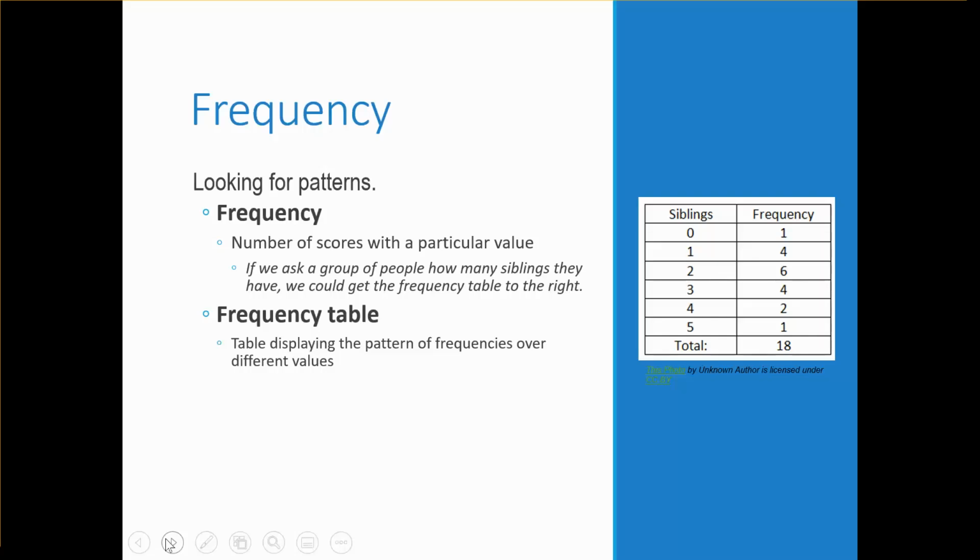So if we ask a group of people how many siblings they have, we could get this frequency table to the right. And you can see in this table that we asked people how many siblings they have, and the majority of people here have 2 siblings. We could even create a table like this to show our frequencies, and this is one of the simplest ways to show your data. No calculating involved. Does that make sense? Okay.